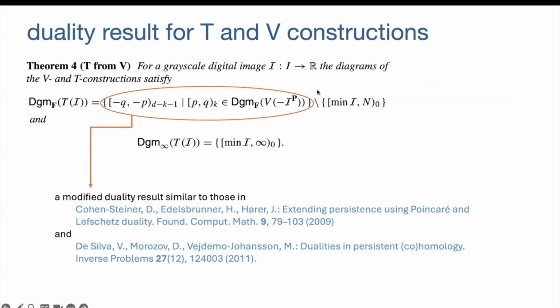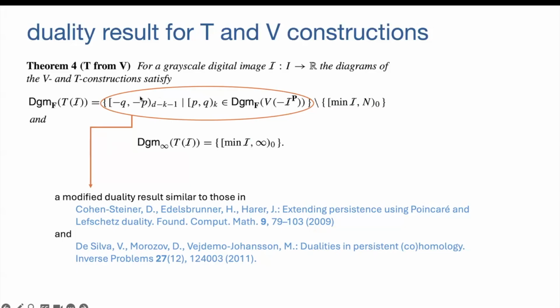So this result is now summarizing how the pairs in the persistent homology diagram really change from one version to the other. Okay, so this is saying if I calculate things using the V construction, then my T persistence diagram will look like this. So I take the negative values and I change their dimension. Yep. But I have to remove that extra cycle and then add in the new persistent homology class. Yep.